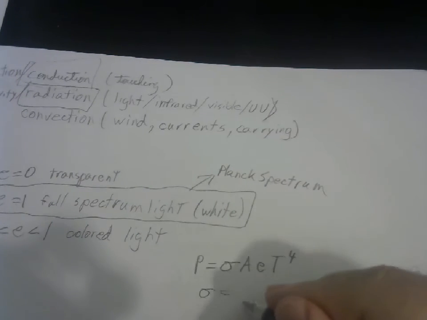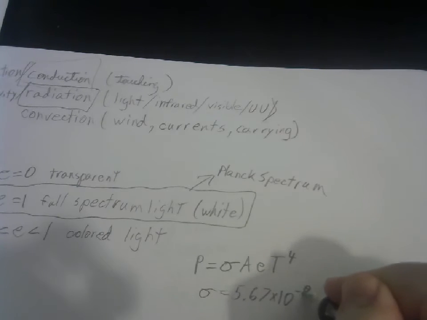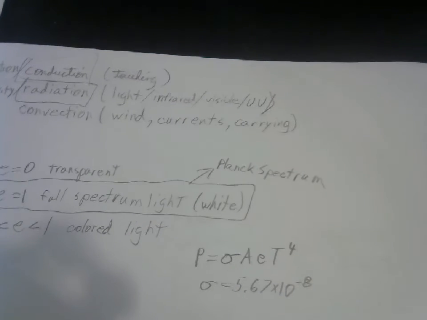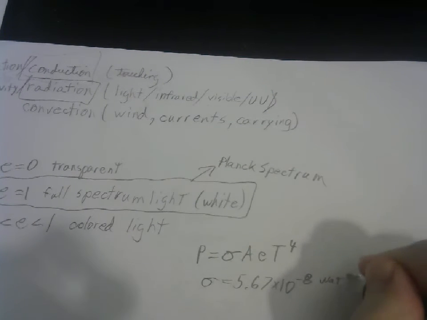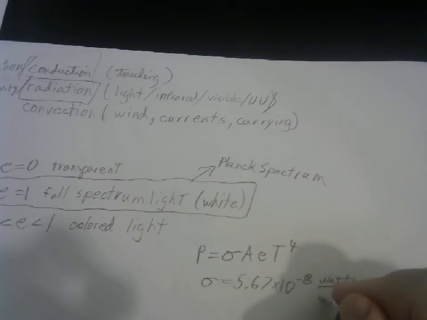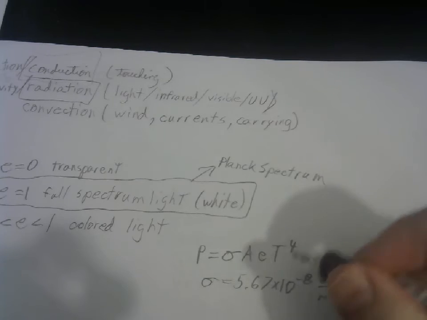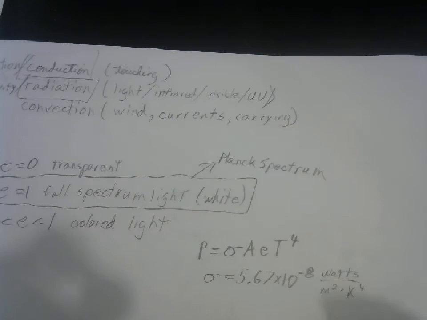It is 5.67 times 10 to the negative eighth. And that's kind of fun to say because it's 5, 6, 7, 8. See, isn't that cute? But that's in watts, which is the unit of power, per meters squared, which is the unit of area, and Kelvin to the fourth, which is the unit of temperature to the fourth power.